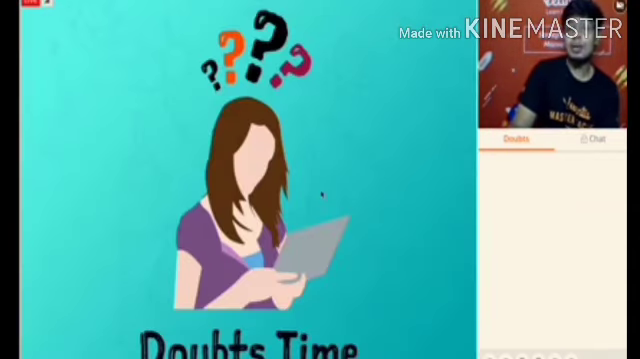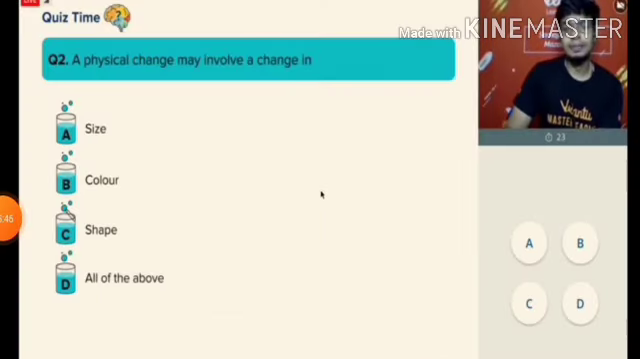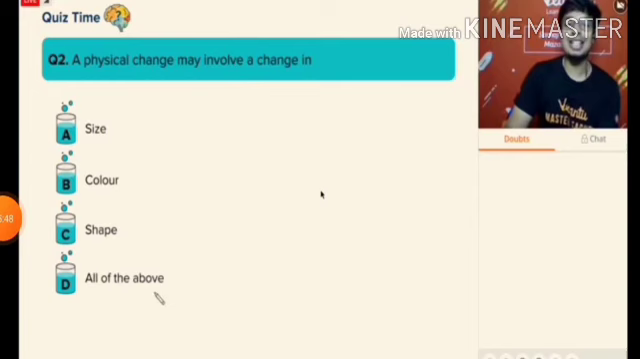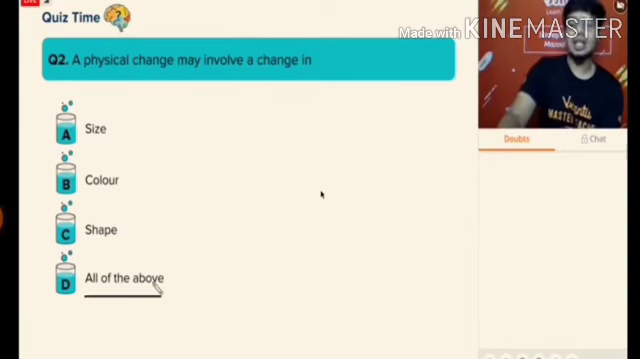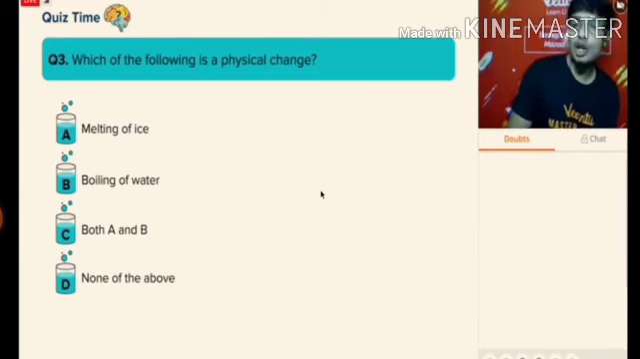So far we discussed. A quick yes if you have doubt, no if you don't have any doubts. It is option B, all of the above. Yes. Next question. Which of the following is a physical change? Melting of ice, boiling of water, both A and B, none of the above.